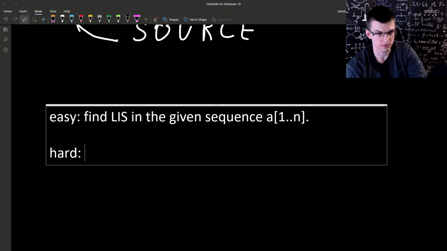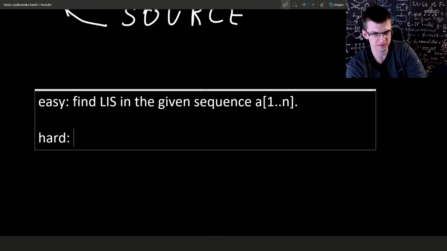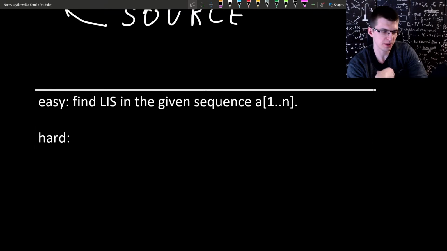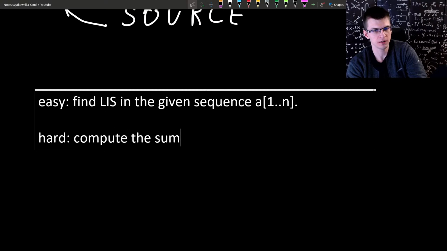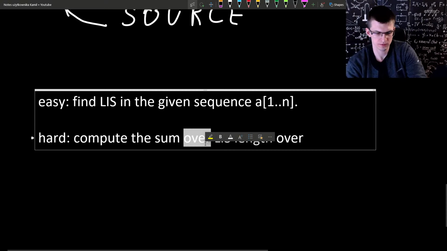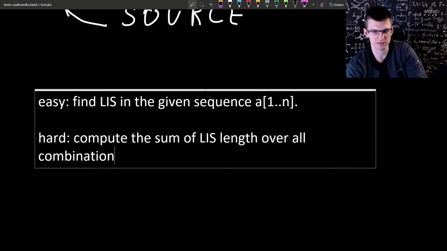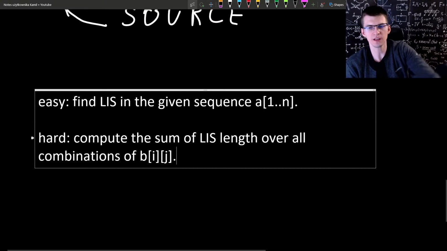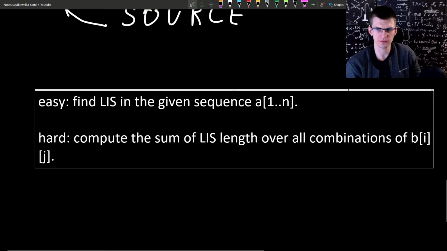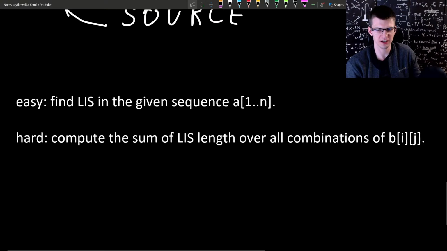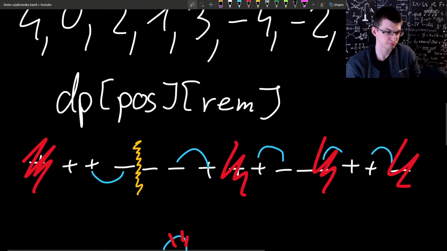But what I don't know how to solve is, given the same format of input as in this problem, so we are given some numbers and from them we create array A, compute the sum over longest increasing subsequence length over all combinations of B of ij, just like in this problem. This DP cannot be used, at least I don't see how. And similarly to this thing, I don't see how any DP would translate here. So let's continue analyzing any greedy solution.